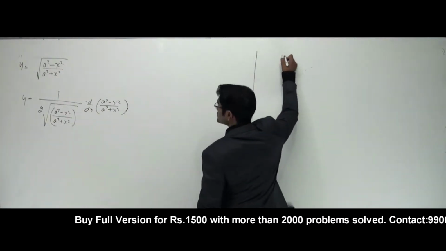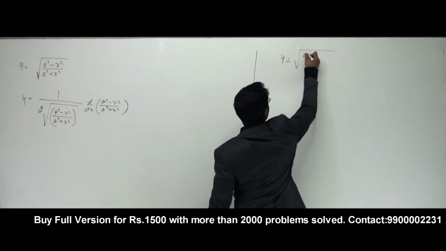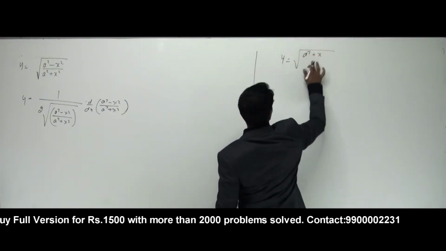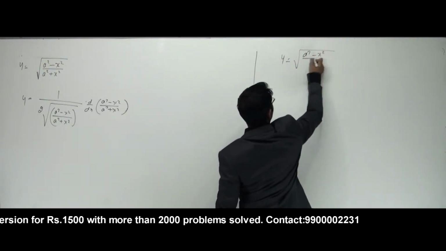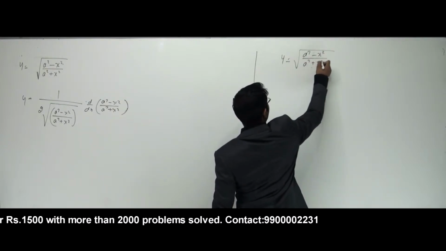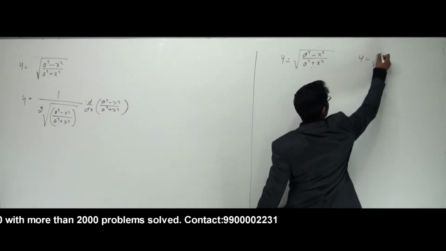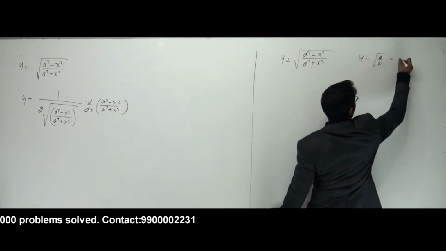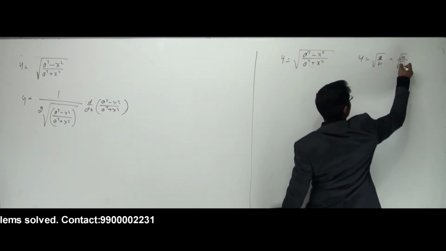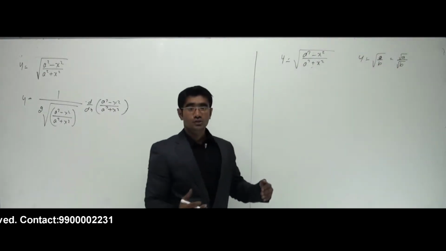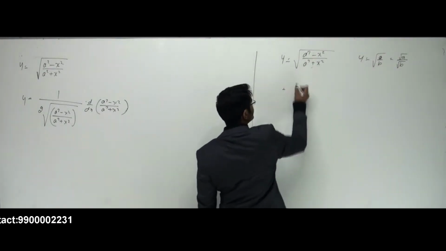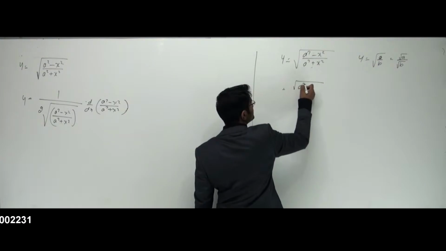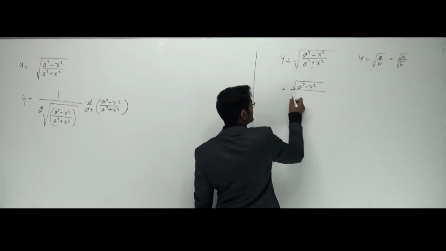If my question is y is equal to root of a squared minus x squared by a squared plus x squared, I can use the fact that root of a by b can be written as root of a divided by root of b. So I am actually splitting the root into 2. What happens here? I can write this as root of a squared minus x squared, the whole thing divided by root of a squared plus x squared.